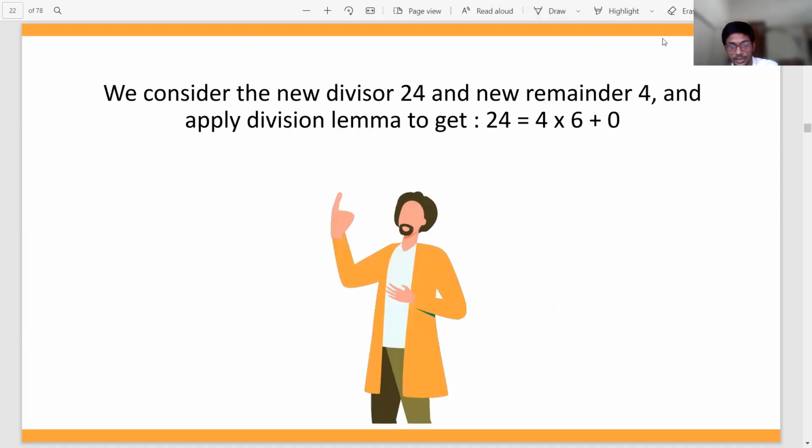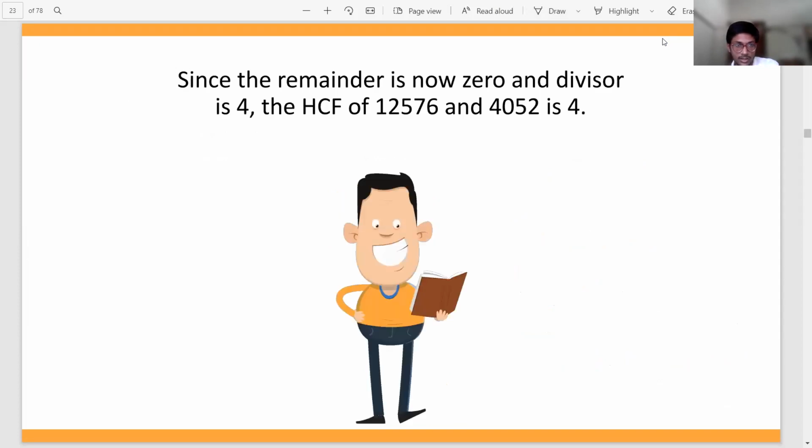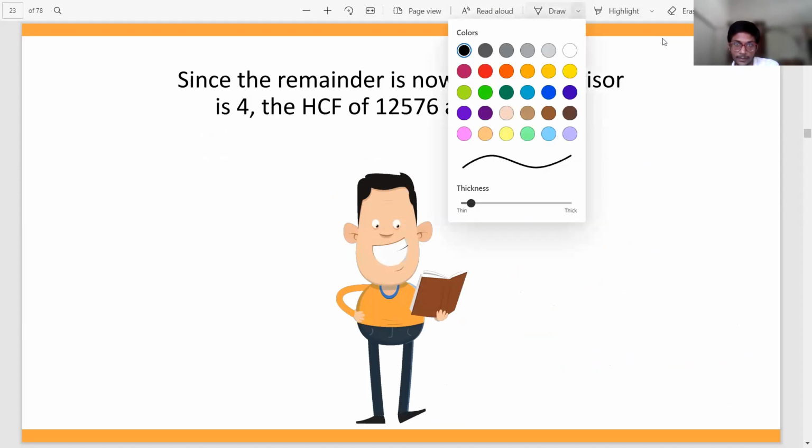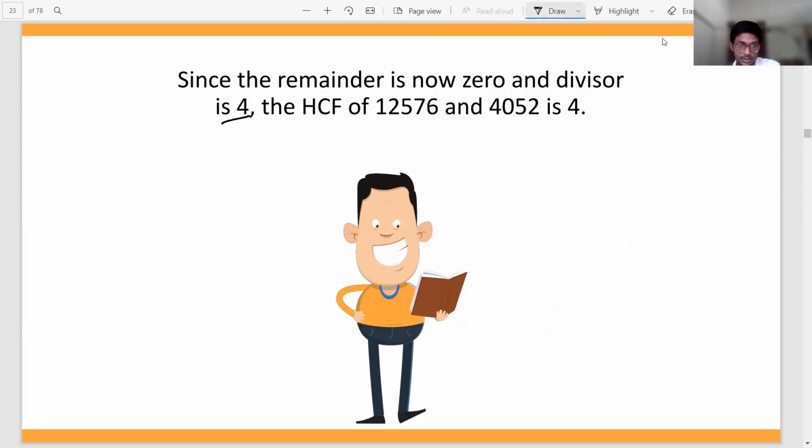So here the remainder is 0 and 4 is the last divisor. Since the remainder is now 0, the divisor 4 is the HCF of 12,576 and 4,052. It's quite simple considering these two big numbers. Okay, so now we'll see another example.